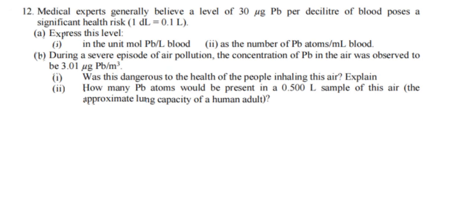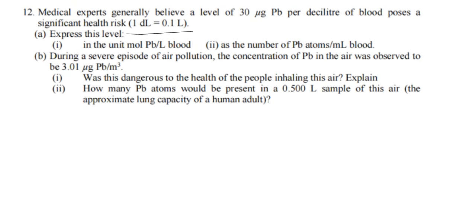So we come to question number 12. Medical experts generally believe a level of 30 micrograms of lead per deciliter of blood poses a significant health risk. They've given us that 1 deciliter is equal to about 0.1 liter. Express this level in the unit moles of lead per liter of blood, as the number of lead atoms per milliliter.